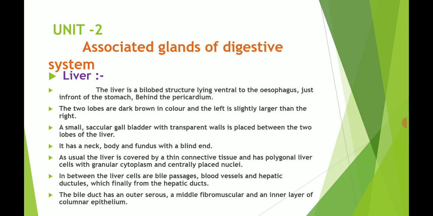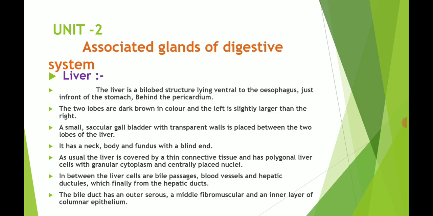In the previous lecture we saw the internal anatomy of the digestive system. In that diagram we saw the location of the liver. This liver is present ventral to the esophagus and just in front of the stomach, behind the pericardium. The two lobes are dark brown in color and the left is slightly larger than the right. In this liver there are two lobes, the left slightly larger than the right lobe, brown in color.